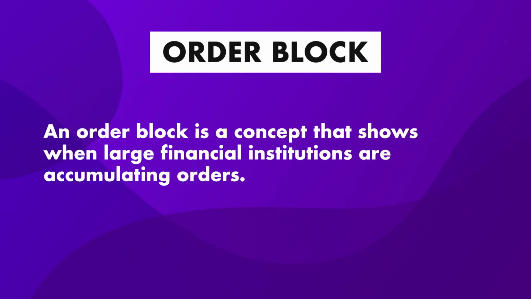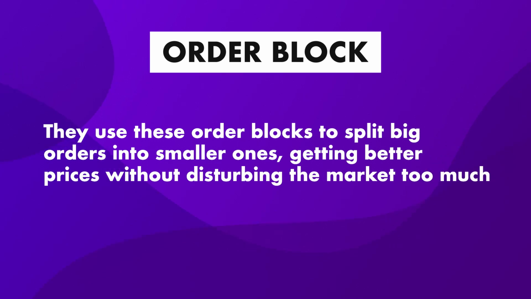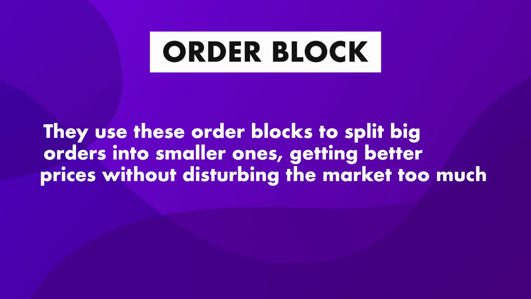Now, let's break down what an order block is. An order block is a concept that shows when large financial institutions are accumulating orders. They use these order blocks to split big orders into smaller ones, getting better prices without disturbing the market too much. So it's essential for traders to know how to react when order blocks form, because they often create key decision points in the market. Thankfully, we have indicators that help us find these order blocks.